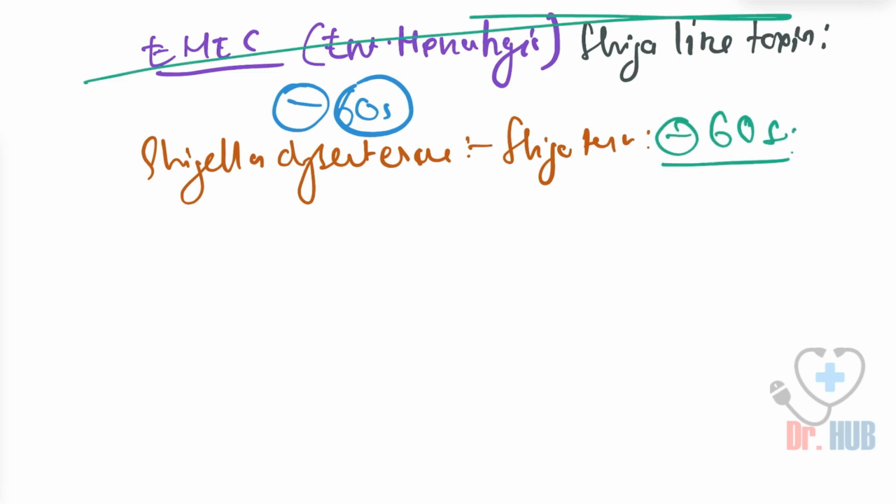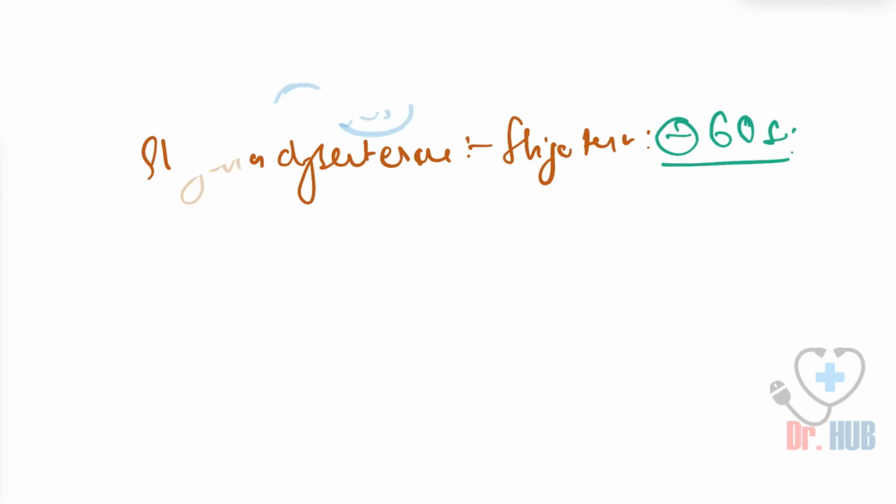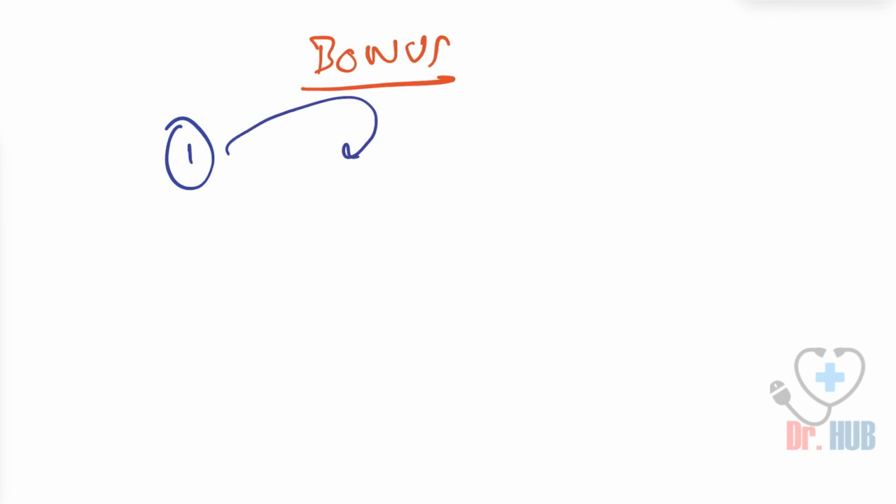Now we're going to ask a bonus question, and you can answer this question in the comments. We are going to ask just one question. The question is, name the organism which results in the increase in the cGMP. You can answer this question in the comments.